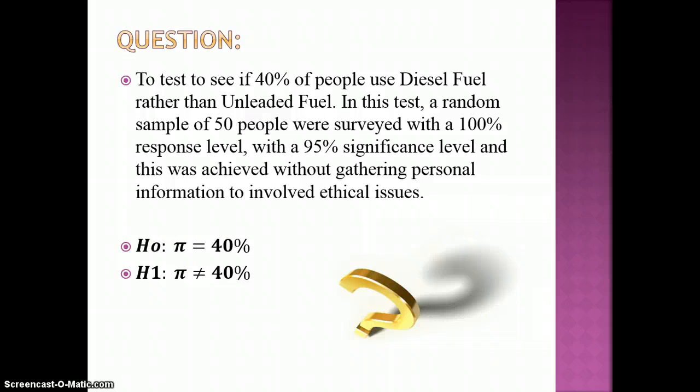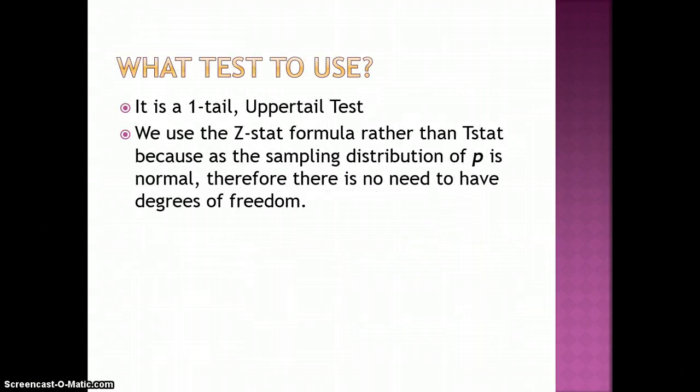If we refer back to the question, to test to see if 40% of people use diesel fuel rather than unleaded fuel, we have to set an H0 and H1. Our H0, or null hypothesis, is where pi is equal to 40%, and H1, where pi is not equal to 40%. Now we must decide what test to use. As it is a one-tail test, we must use a z-stat formula rather than the t-stat formula, because the sampling distribution of P, which is our actual amount, is normal, therefore there is no need to have any degrees of freedom.